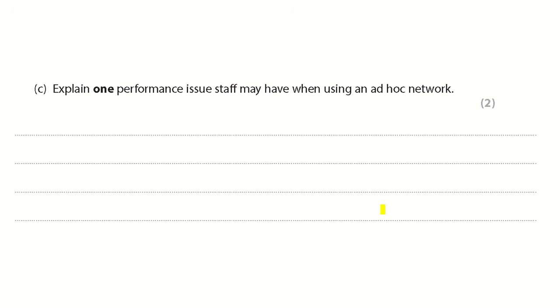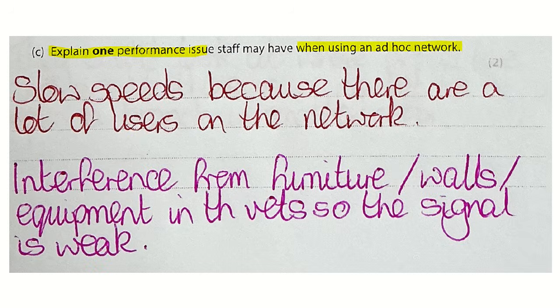On to our next one. We've got to explain one performance issue staff may have when they're using this ad hoc network. 2 marks, explain, it's a point expansion. So my key one I would always go for with an ad hoc network would be slow speeds, because there are a lot of users on the network. So anytime you use an ad hoc network, the more users there are, the slower it's going to become.